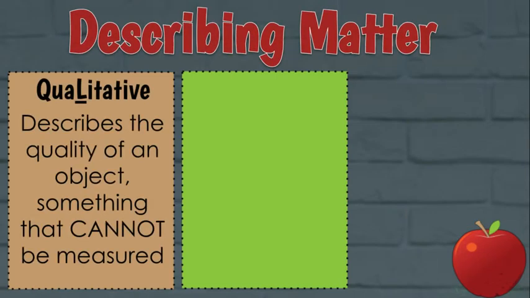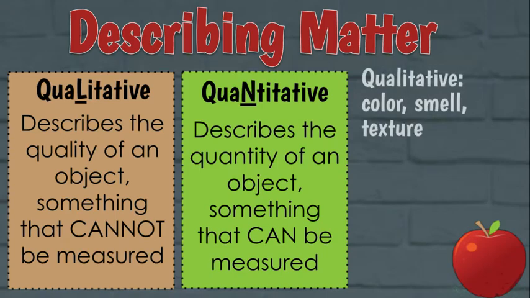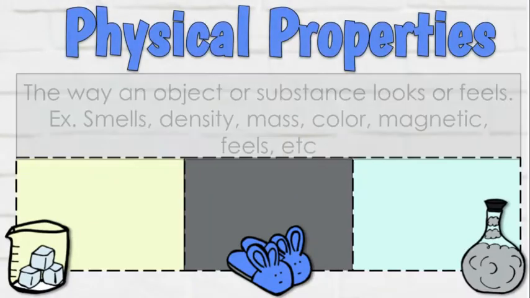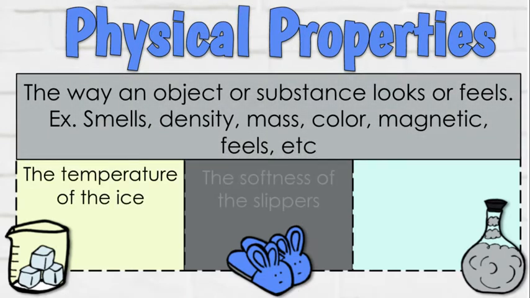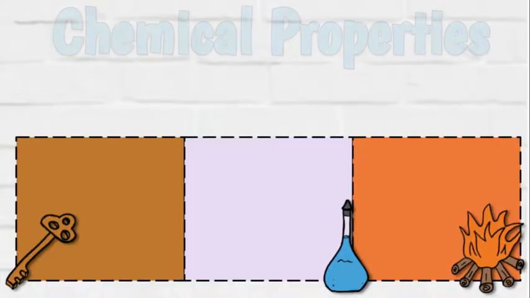So describing matter, we have qualitative and quantitative. I'm going to skip over this. We have physical properties, the way an object or substance looks or feels. So the temperature of the ice, the softness of the slippers, the volume of the gas.